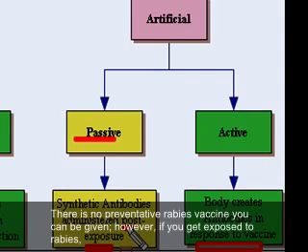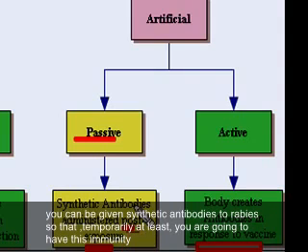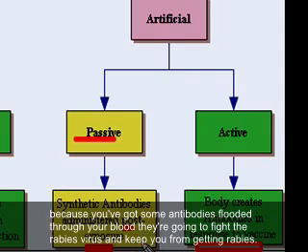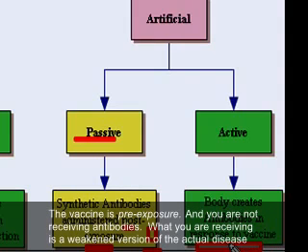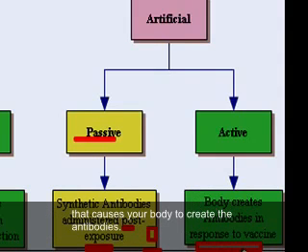A classic example here is rabies. There is no preventative rabies vaccine that you can be given. However, if you get exposed to rabies, you have a known exposure, you can be given synthetic antibodies to rabies so that temporarily at least you're going to have this immunity because you've got some antibodies flooded through your blood. They're going to fight the rabies virus and keep you from getting rabies. But this is a post-exposure shot. It's a shot of antibodies that you would get. The vaccine is pre-exposure, and you're not receiving antibodies. What you're receiving is a weakened version of the actual disease.